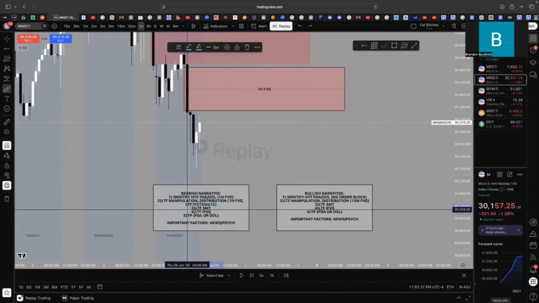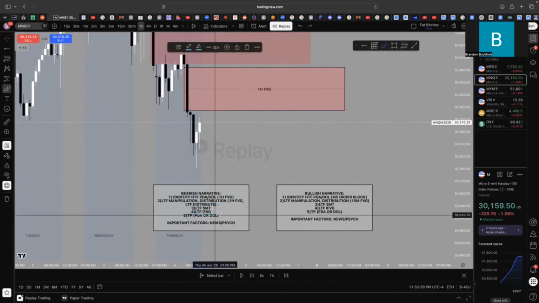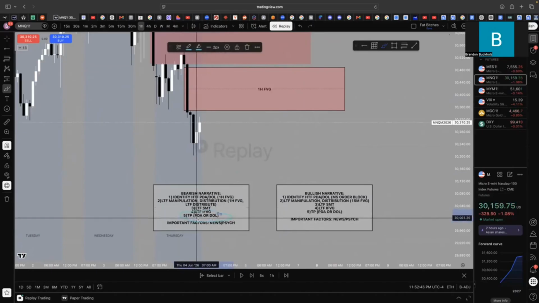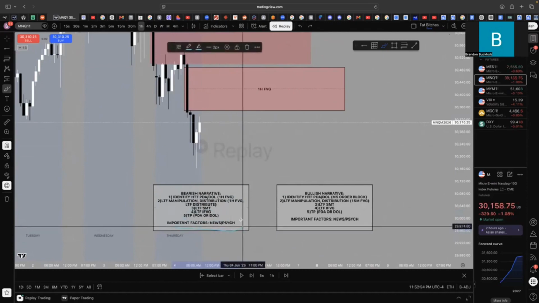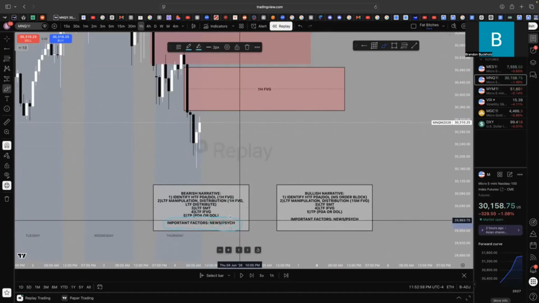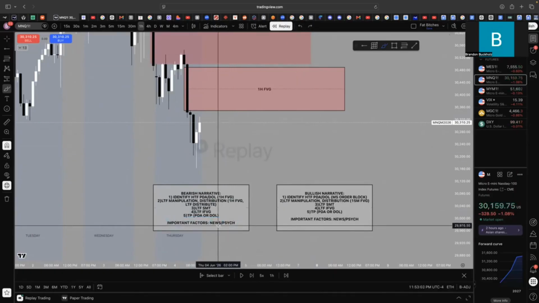I need to see an SMT get filled. I need to see an inverse fair value gap get put in, and I need to have a significant drawn liquidity or a high time frame PD array, imbalance, fair value gap, again, whatever you want to call it, to target as my TP. Some important factors that I want to take into account are going to be news and psychology. How am I feeling today? What happened today in news?